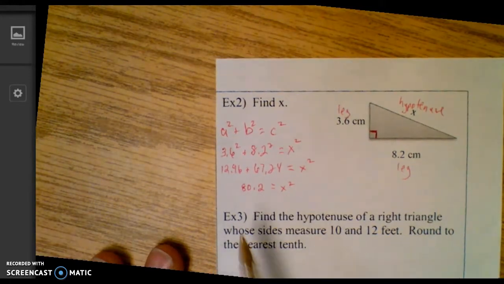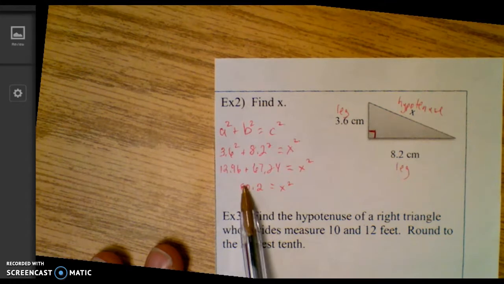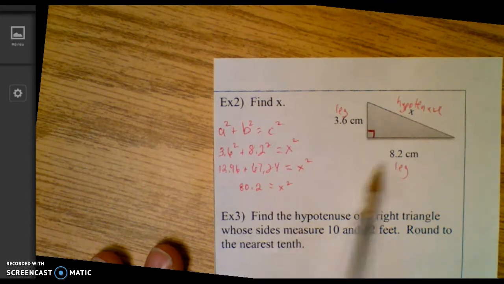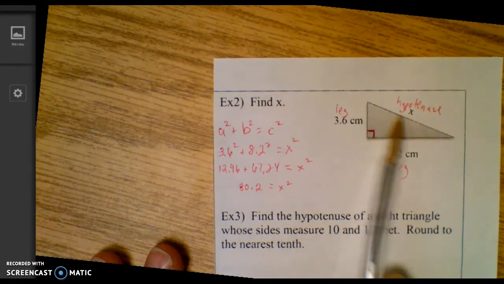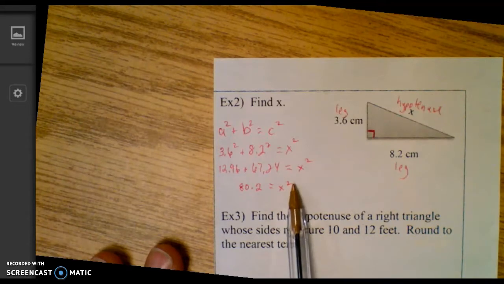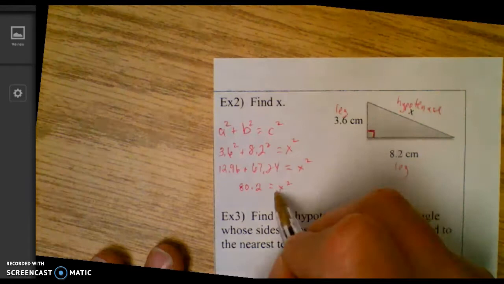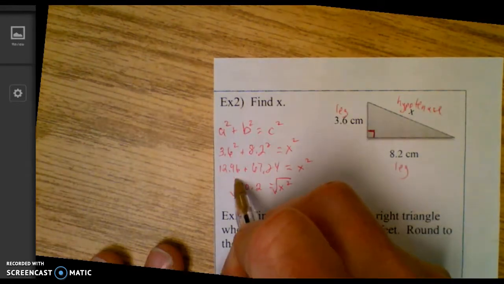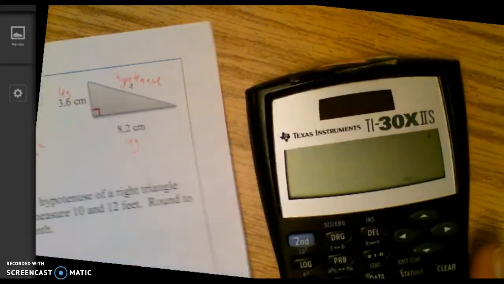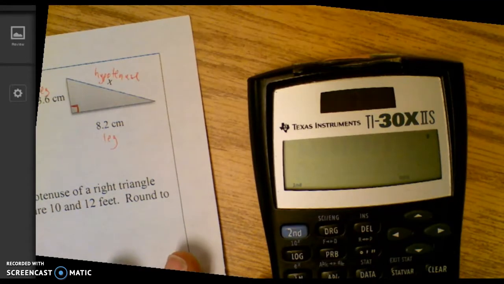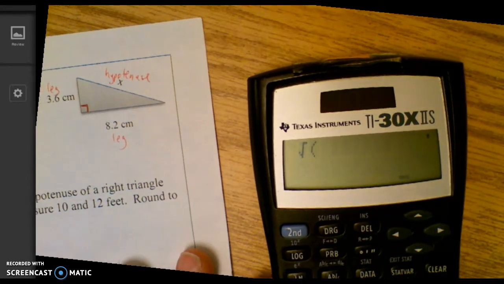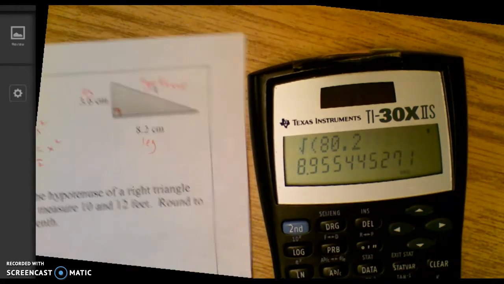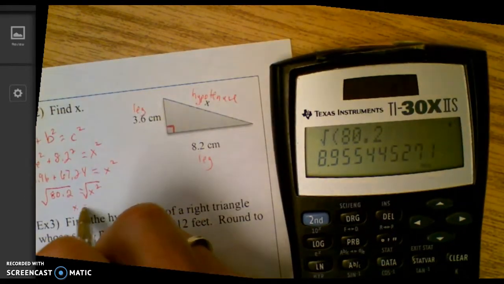At this point, we are not finished. 80.2 is equal to x squared. Remember, we want to find the value of just x. So remembering that at the end of these kinds of equations, you need to get rid of this exponent of 2. Remember, the opposite is square root. So again, with your calculator, you're going to hit those 2 buttons to get your square root symbol on there. You're going to put in your value. And this time, as you can see, we're going to get a decimal answer.